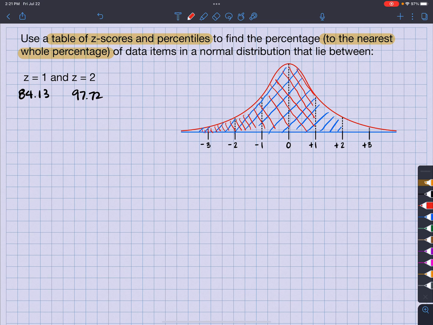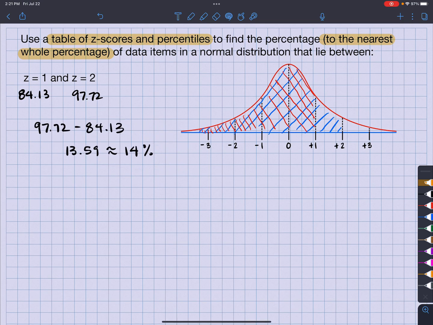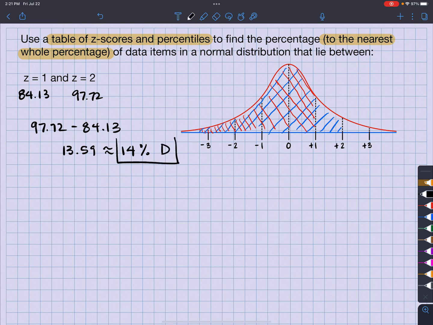So the percentile is 84.13. In other words, I can take the z-score of 2 and subtract the 84.13, and what I will get is 13.59. If I round that to the nearest whole percentage, that would be 14%, which is choice D. And there we go.